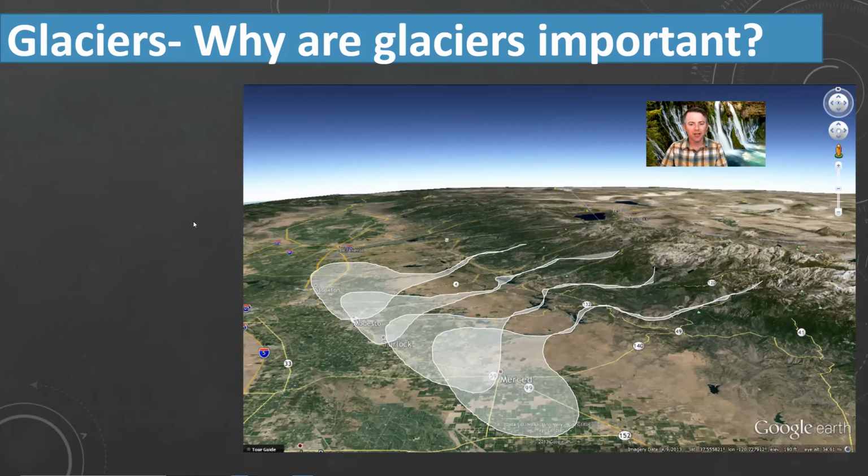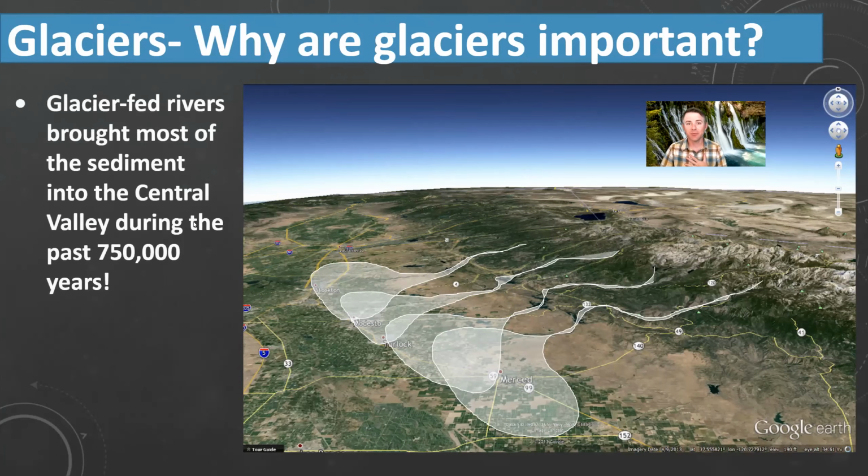Okay. So remember, the reason they're really important for us too is there are lots of glacier-fed rivers that brought most of those sediments that we've been talking about over the last few weeks into the Central Valley during the past 750,000 years.